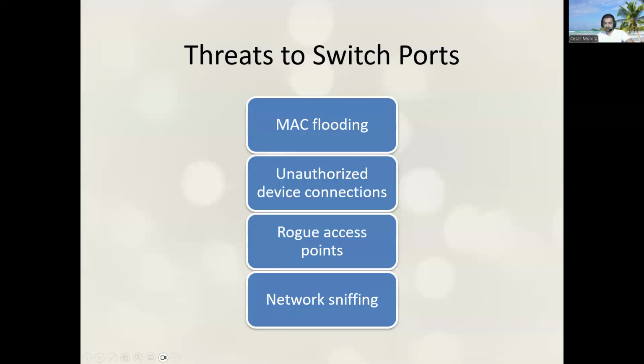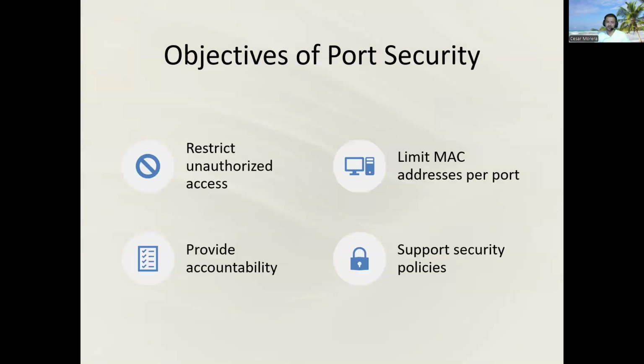When we talk about threats to switch ports, we have some of the following. For example, MAC flooding, unauthorized device connections, rogue access points, and network sweeping. So let's talk about the objectives of port security. Between the different objectives that we have: restrict unauthorized access, limit MAC addresses per port, support security policies, and provide accountability.